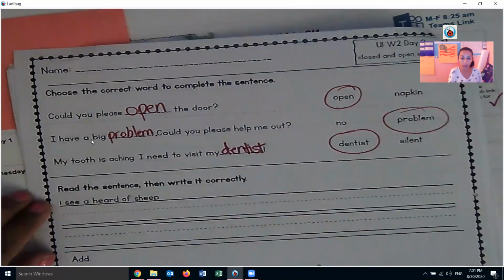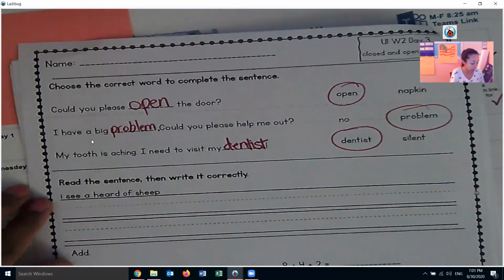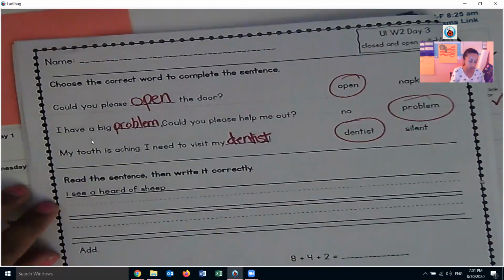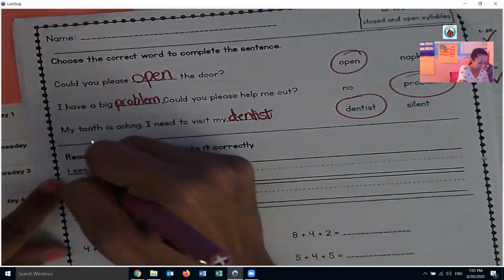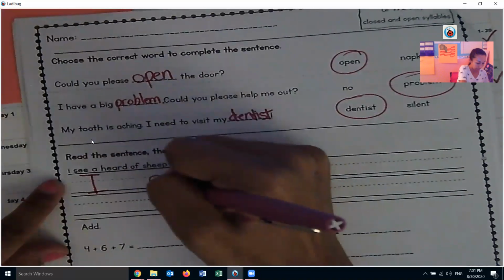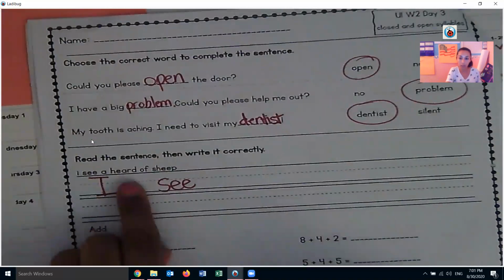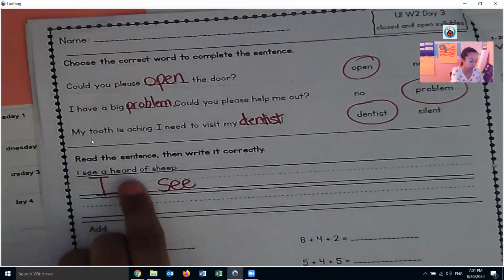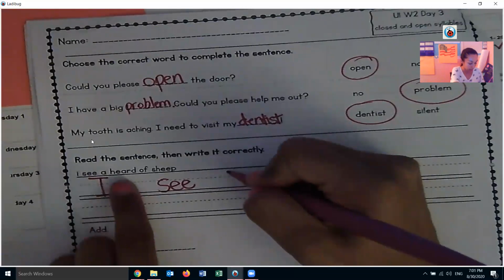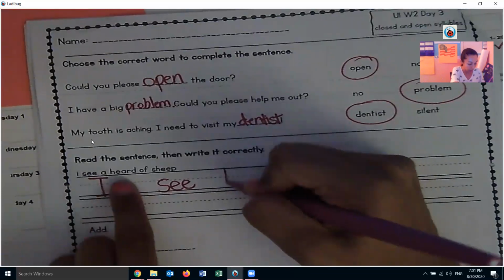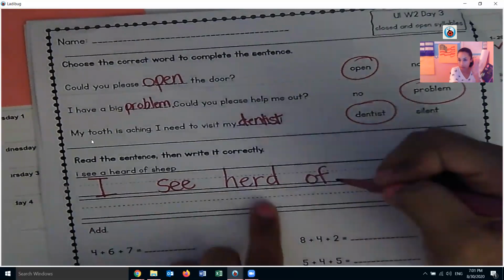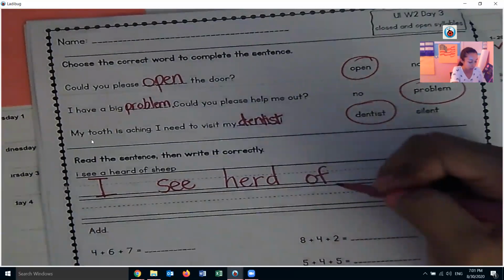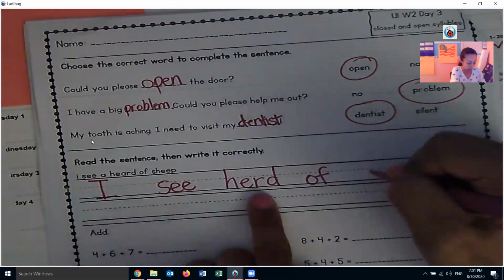Read the sentence, then write it correctly. It says, I see a herd of sheep. So first thing I see is that we need to change that to a capital I. And this herd here is like the listening herd. We want to change this herd to H-E-R-D, which is a group of sheep, because we don't want listening sheep. We want a group, a herd of sheep.